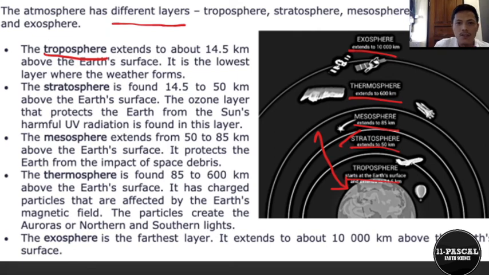So let's continue. The next layer is the thermosphere. This is found 85 to 600 kilometers above the Earth's surface. It has charged particles that are affected by the Earth's magnetic field. The particles create the auroras, or northern and southern lights. So the auroras are found in the thermosphere. We have the aurora borealis, which is the northern light, and the southern light is the aurora australis. Then the last layer is the exosphere, the farthest layer from the Earth's surface. It extends to about 10,000 kilometers above the Earth's surface.